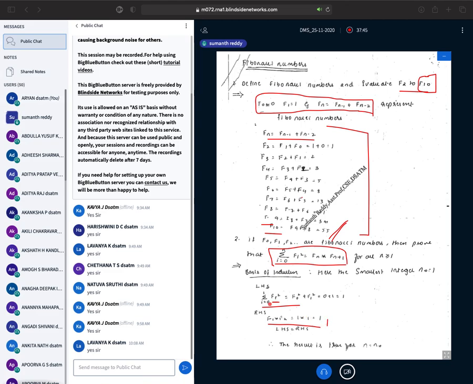Whereas the LHS, that is summation of i equal to 0 to 1, Fi square, if I expand this, first time the i value will take 0, next time the i value will take 1. F0 square plus F1 square. F0 is 0 only, F1 is 1 only. So in the LHS also we got 1, and in the RHS also we got 1. Therefore the statement is valid for the least value.